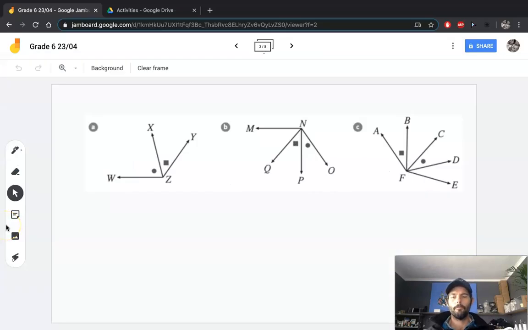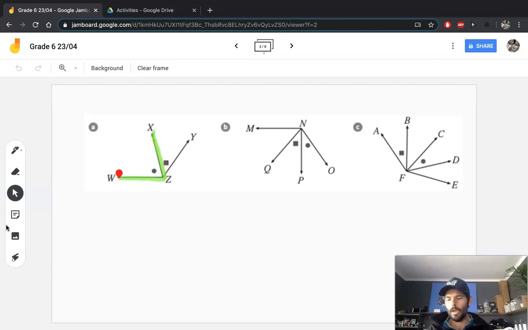Okay, cool. So there are your angles in front of you on the Google Jamboard, and I'm going to do a little bit of drawing for you. So my first angle I'm going to name is angle A, the circle. I'm just going to draw where the angle is. So there's the angle there in green.